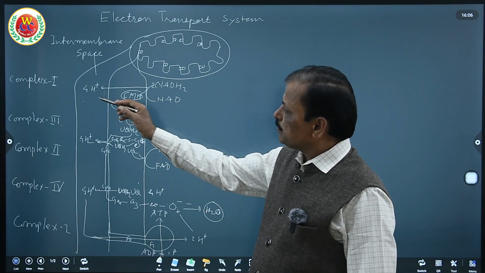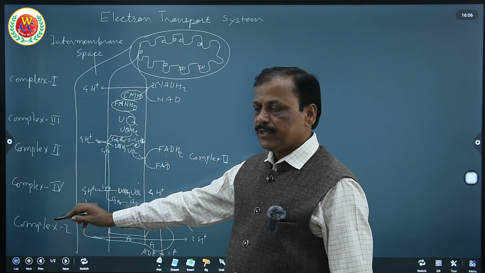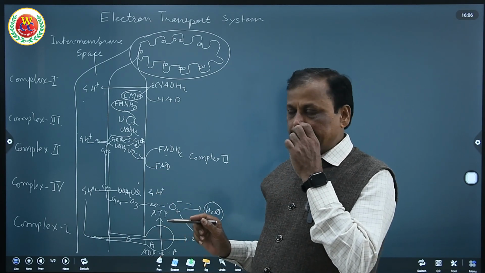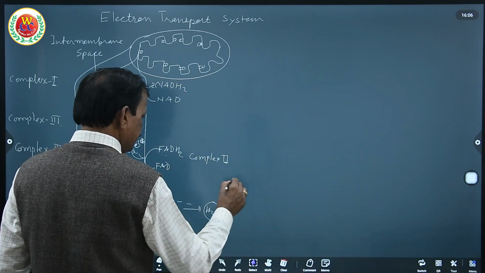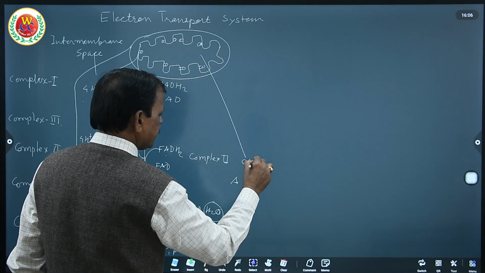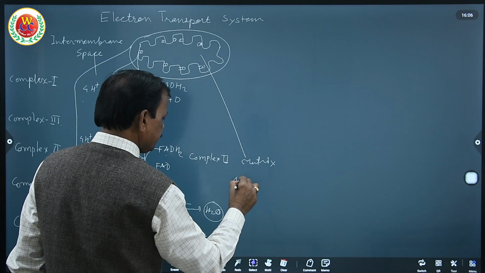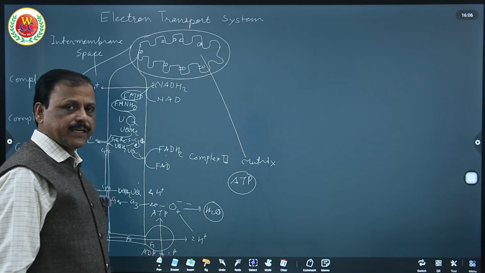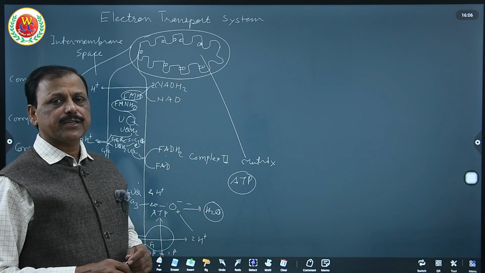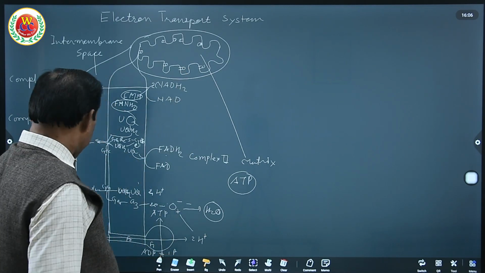So see, these five complexes together work to produce ATP inside the mitochondria. So finally this ATP is produced in the matrix and remains stored, and as and when required it can be used as an energy currency. Therefore mitochondria are known as the powerhouse of the cell.